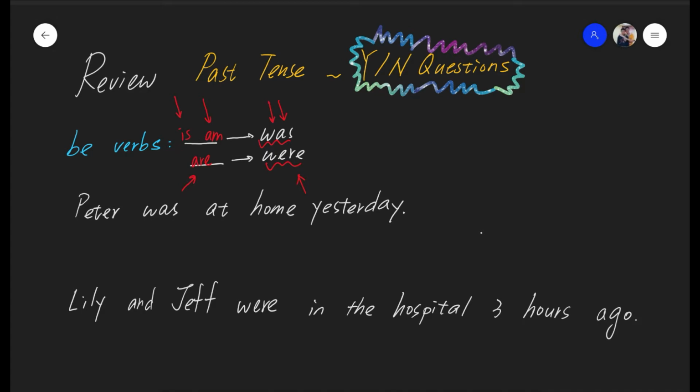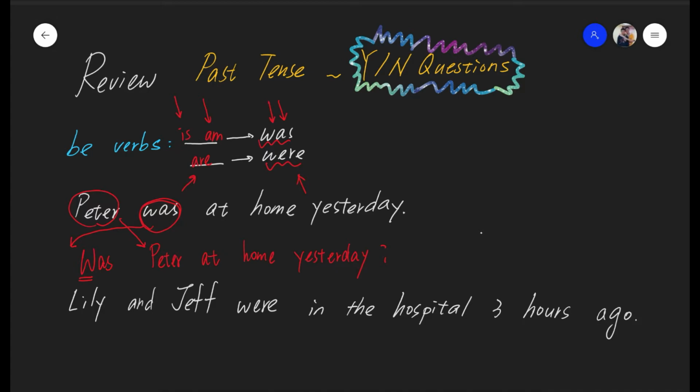First, Peter was at home yesterday. First, let's find the verb. The be verb in the sentence is was. For a yes/no question, we need to move this be verb to the front of the sentence. So was, big letter W, remember that? And move the person here. So was Peter at home yesterday? All right.